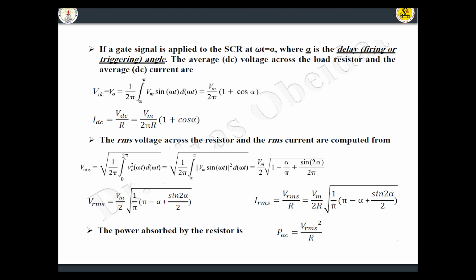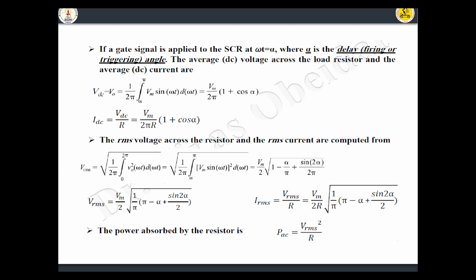Next we calculate the average load voltage and current with the R load. Before that, the definition of delay angle: if a gate signal is applied to the SCR at omega t equal to alpha, where alpha is the delay angle, firing angle or triggering angle. Next we derive the average DC output voltage and the output current across the load resistance. VDC equals V0, which is given by 1 by 2 pi integral from alpha to pi of Vm sin omega t d omega t.